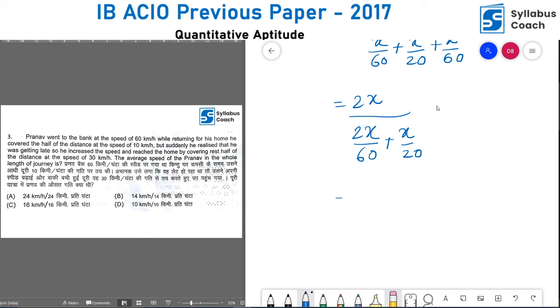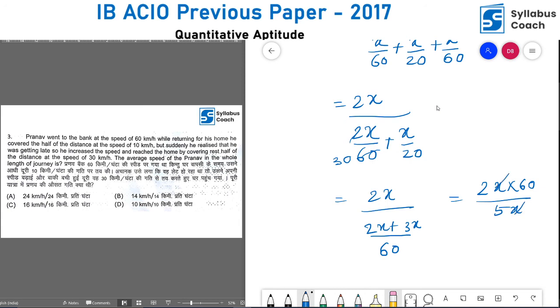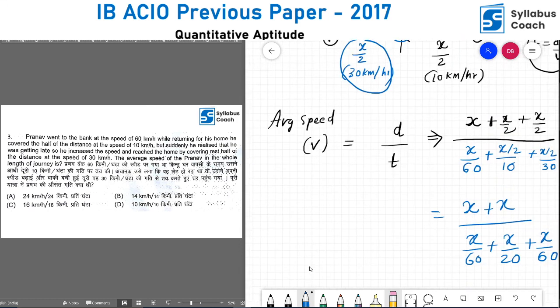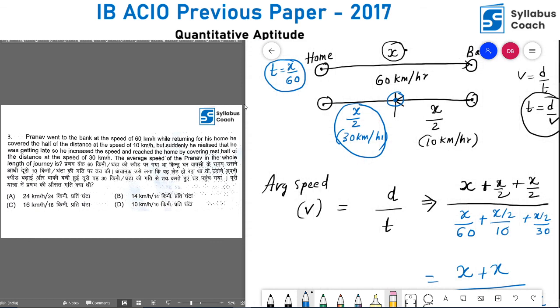Now if I calculate this, I get 2x and then x by 30, this cancels. For 30 and 20, I have an LCM of 60, so 2x plus 3x. So I get 2x into 60 by 5x. Are you clear? And now 5 12s, so 12 into 2 is 24. Therefore, the average speed of Pranav going from home to bank and from bank to home is simply 24 km per hour.